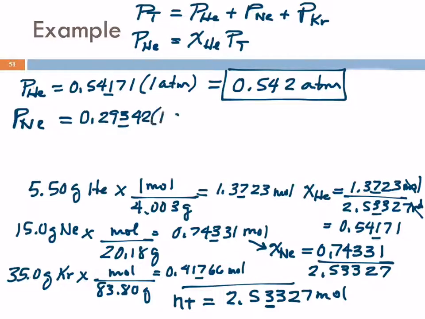0.29342, again, times 1 atmosphere. And so my partial pressure there is 0.293 atmospheres.